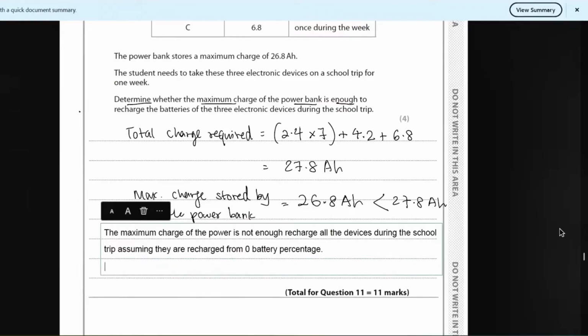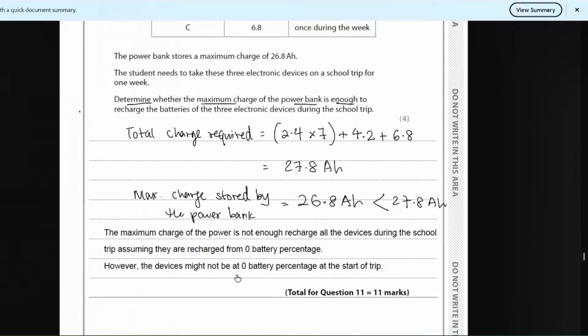But this is unlikely. It is unlikely that all the devices will have 0 battery percentage at the start of the trip. So we can say, however, the devices might not be at 0 battery percentage at the start of the trip. So maybe the power bank will do the job. This last point is extra because 4 marks will be awarded. It's safer to add an extra point here.